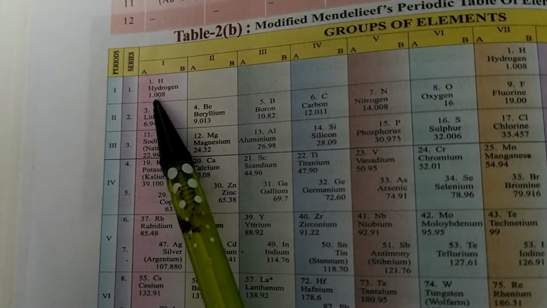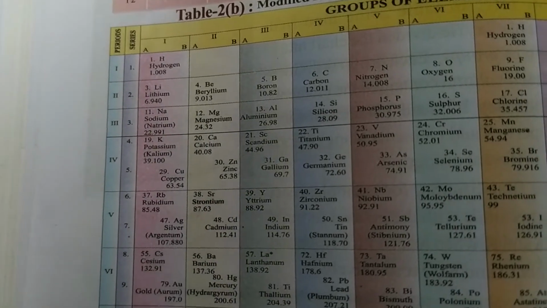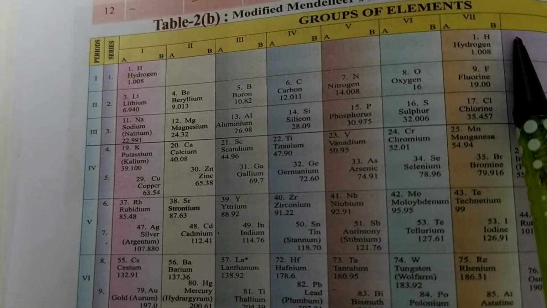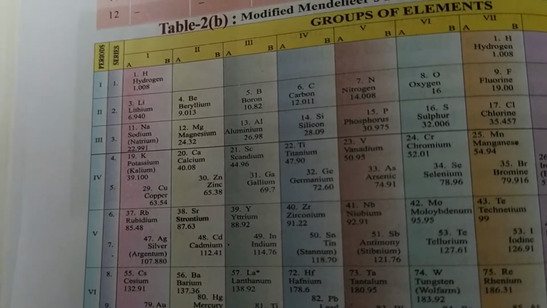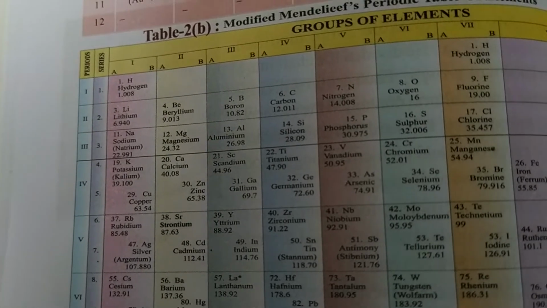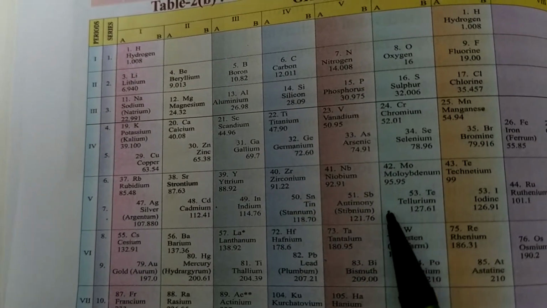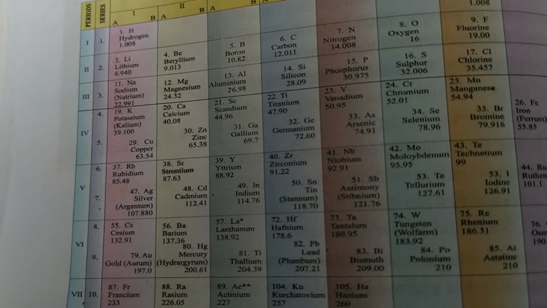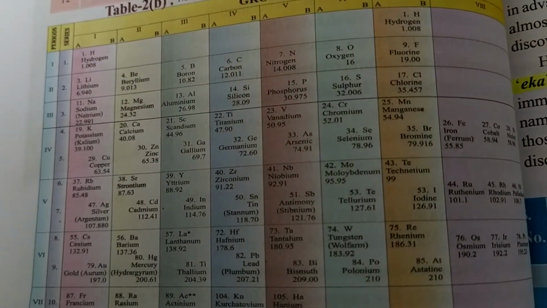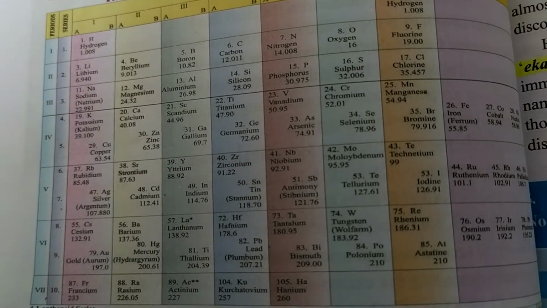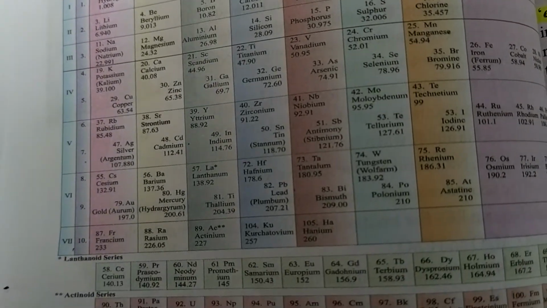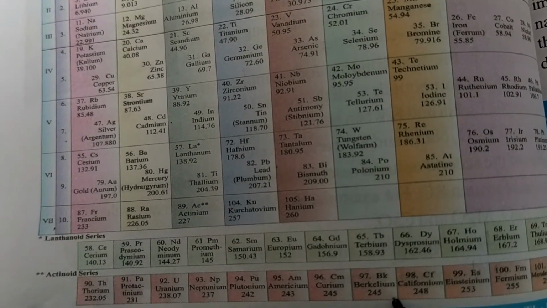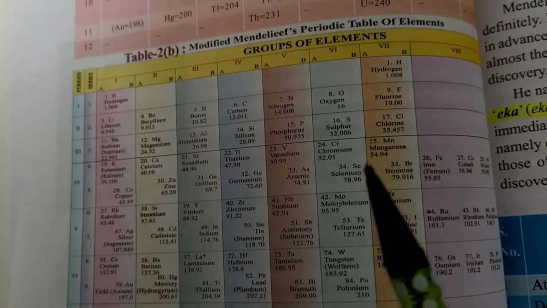Now see, the elements present in each group have similar properties, whereas the elements present in each period have different properties. Some empty spaces are also given, where he said we can fill in other upcoming elements. Next, see here 2 series are there at the bottom. One is the lanthanide series and the other is the actinide series, students. Like this, Mendeleev has given his periodic table.